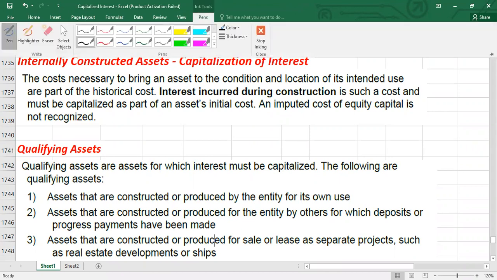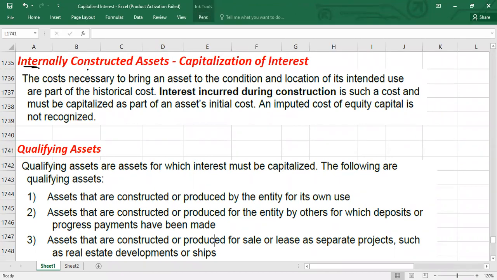Today we are going to talk about internally constructed assets. I mean to say I'm going to talk about the capitalization of interest cost. Most of the time, companies construct assets for their own use, like a building, plant or machinery.